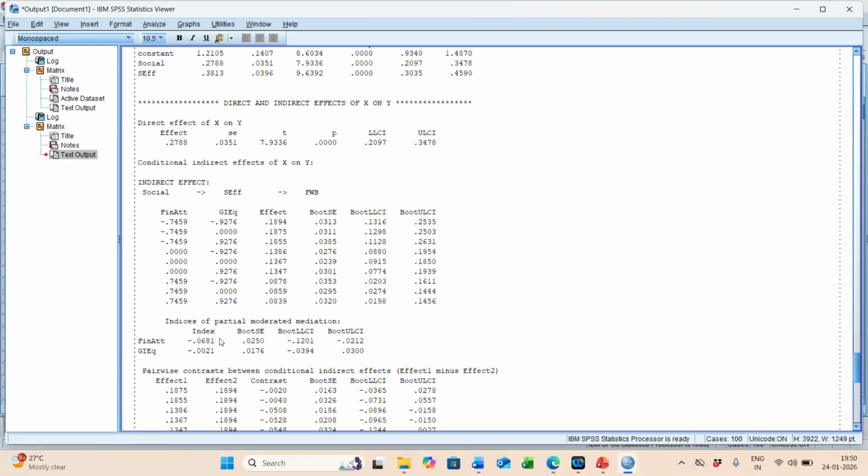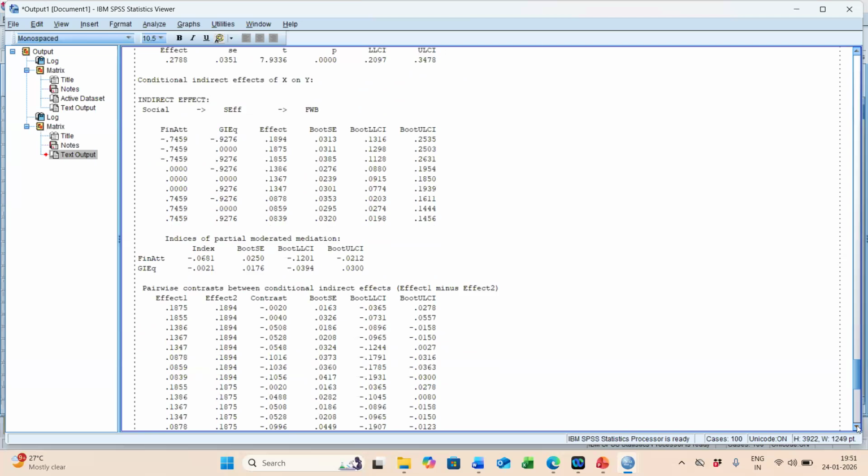And the indices of partial moderated mediation: the indices are negative in both the cases, financial attitude and gender equality. See the bootstrap lower level and upper level confidence intervals. In the first one both are negative, but in the second one the lower is negative and the upper is positive. One negative and one positive means the effect of gender equality alone is not significant. When both of them are taken together, it will be significant. That's the finding.